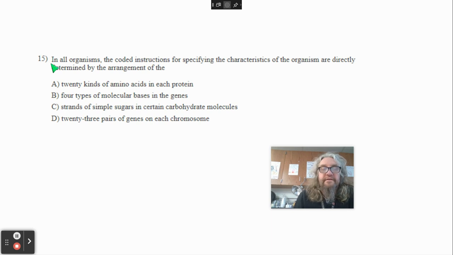Number 15. In all organisms, the coded instructions for specifying the characteristics of the organisms are directly determined by the arrangement of the A, 20 kinds of amino acids in each protein. B, 4 types of molecular bases in the genes. C, strands of simple sugars in certain carbohydrate molecules. Or D, 23 pairs of genes on each chromosome.